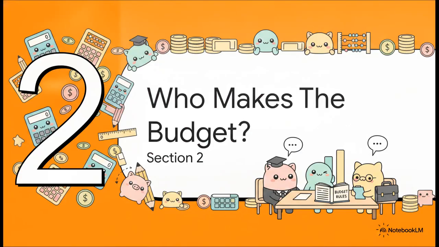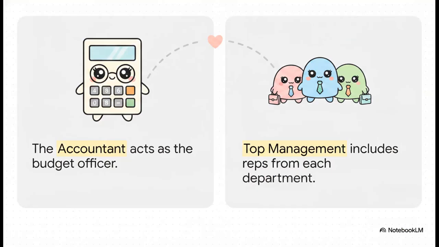So that's the what. But who is actually sitting down and writing all these rules? Well, it's a team effort. A budget isn't just cooked up by one person hiding out in a dark office somewhere. You've got the accountant who acts as the budget officer, making sure everything is formatted correctly and on time. But they have to collaborate with top management, meaning reps from every single department. This is super important because you need to make sure the sales team's wild goals actually line up with what the production team can realistically make.